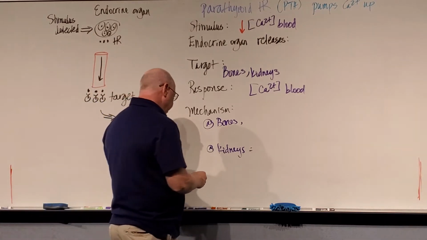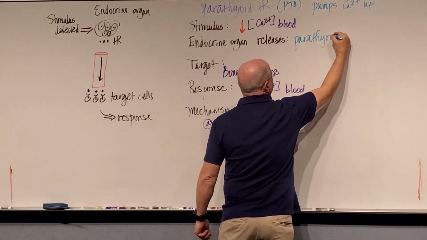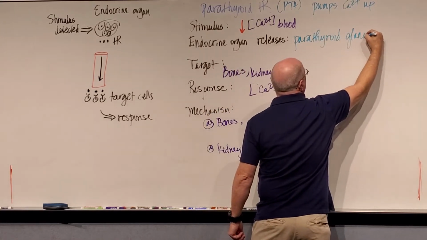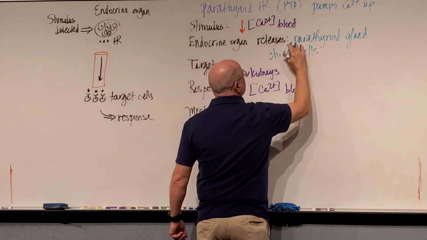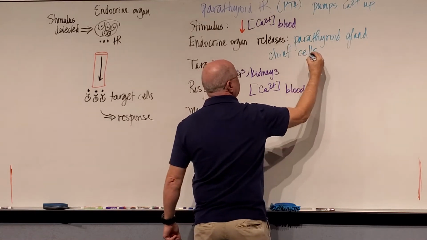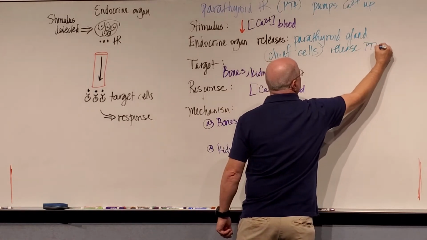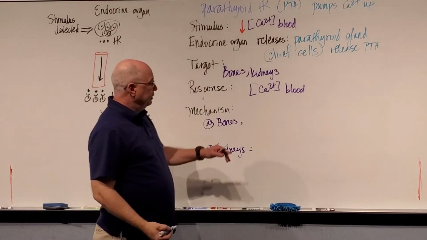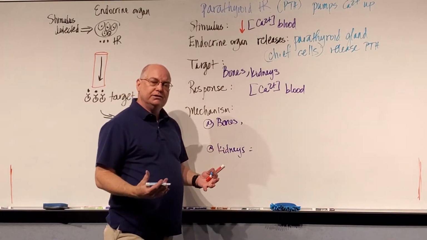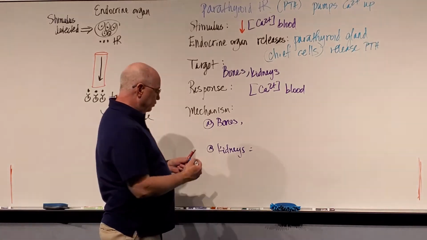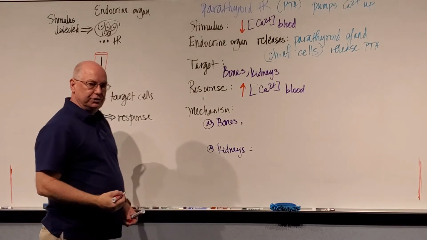The endocrine organ is going to be the parathyroid gland. And the cells of the parathyroid gland are called chief cells. They release PTH. Parathyroid hormone is going to target our bones and our kidneys. There are some other organs that get targeted, okay? And the response is it's going to increase our blood calcium concentration.